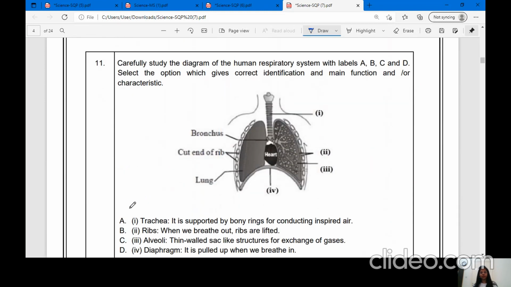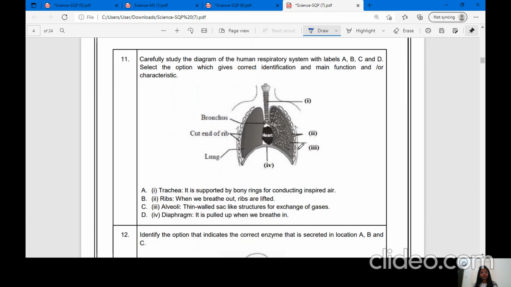Okay, now question number 11. So I can see here one picture. This is the picture of the respiratory system. Carefully study the diagram of the human respiratory system with labels A, B, C, and D. Select the option which gives correct identification and main function and characteristics. So what we have to see here are 4 options: trachea, ribs, alveoli, and diaphragm. Against them some sentences are written, so we have to see that it gives correct identification, main function, and characteristics.